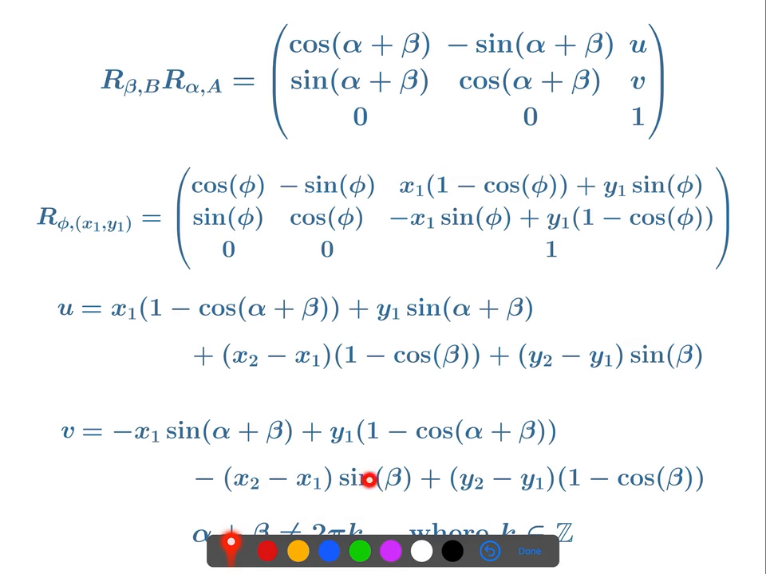So down here, I want to rewrite this so it looks like this, but with x3 and y3. So I want this to look like minus x3 sine of alpha plus beta plus y3 times 1 minus cosine of alpha plus beta. So I want it to be the same thing as this, but with x3 and y3. Then when I combine these two lines, I'll have minus x1 plus x3 times sine of alpha plus beta plus y1 plus y3 times 1 minus cosine of alpha plus beta.